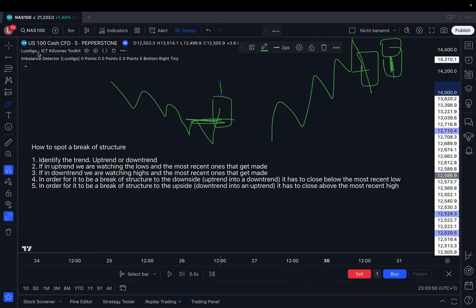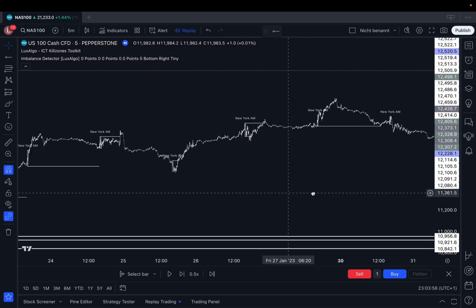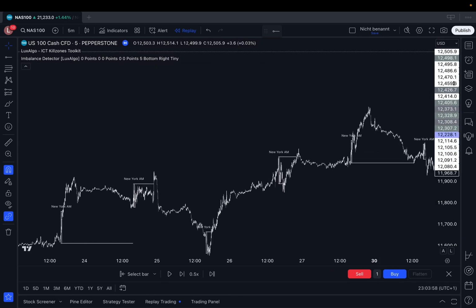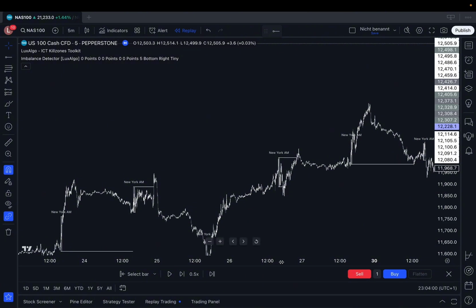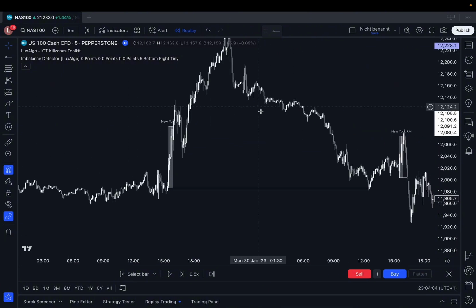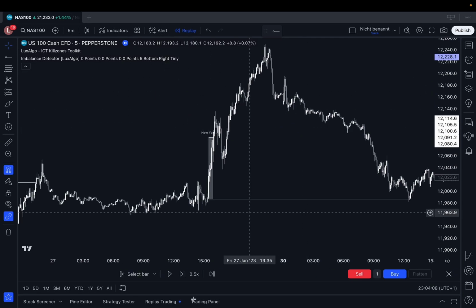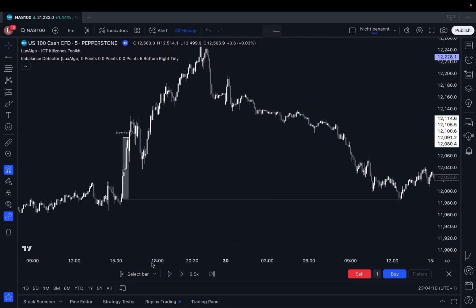What I want you guys to do is to go on the chart on TradingView, on any time frame, it doesn't matter. Don't get confused why mine is black and white. Yours will be red and green. And try to identify the trend. So look if we are in a downtrend or an uptrend, and then search for example for 20 break of structures. So you're gonna search for 20 different examples, 10 from an uptrend into a downtrend and 10 from a downtrend into an uptrend.